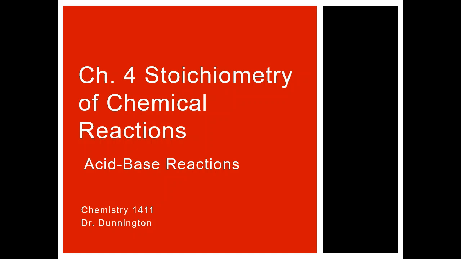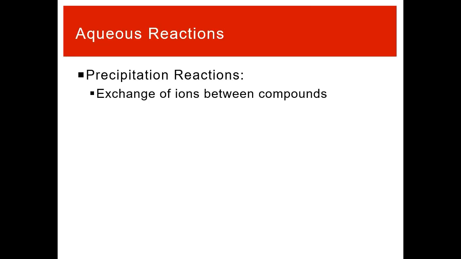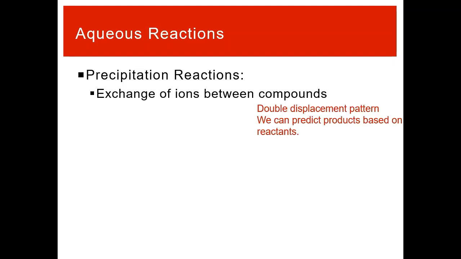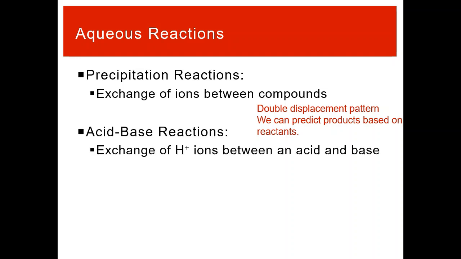Now we want to move on to acid-base reactions. So precipitation reactions we already covered. We're exchanging ions between compounds. That's always going to be our pattern. We just say, what are the cations, what are the anions, swap them. We can recognize that this happens when we react two ionic solutions as our reactants. We have that double displacement pattern, which allows us to predict products. That's what we want to be able to do with reactions.